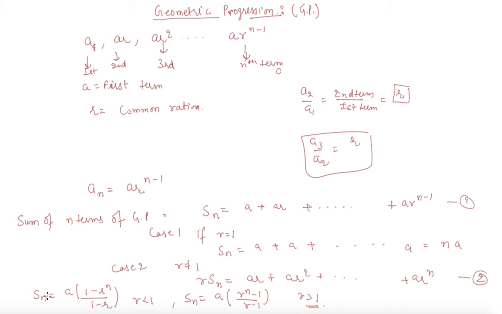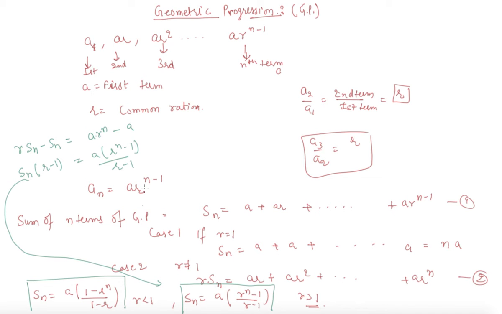Okay students, I hope you are pretty clear about how to find the value of Sn. After subtracting, all the terms cancel out up to this point. So what we are left with is R Sn minus Sn equals AR to power n minus A. Taking Sn common, we get (R minus 1) Sn equals A times (R to power n minus 1), and R minus 1 comes in the denominator. From here we get this relation for R greater than 1. In the case when R is less than 1, when you put it the other way round, you get the other relation.